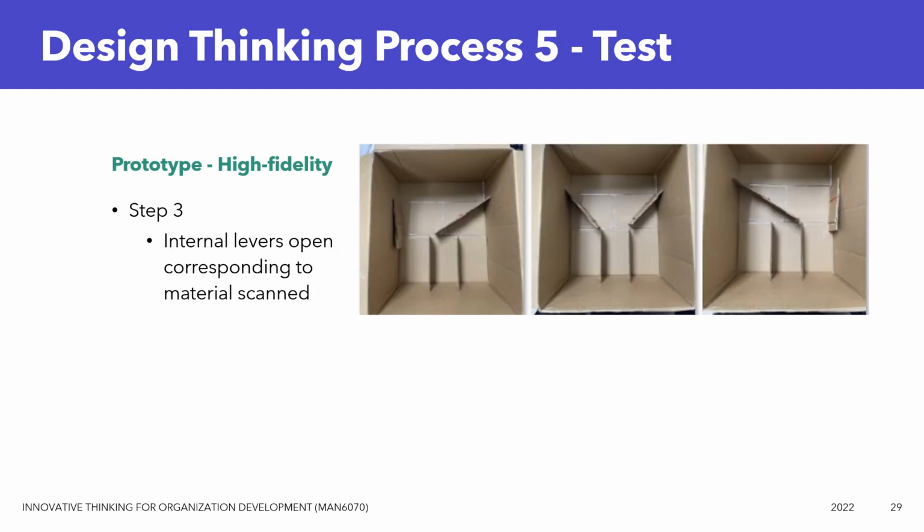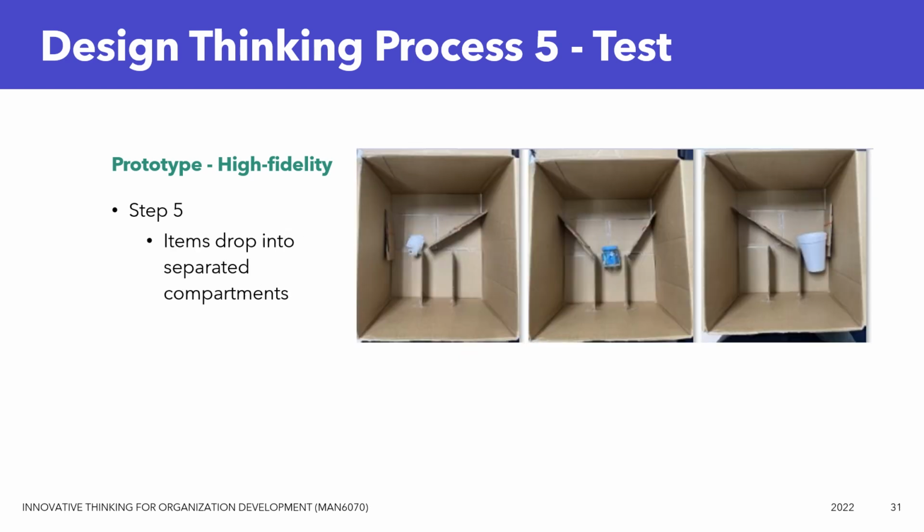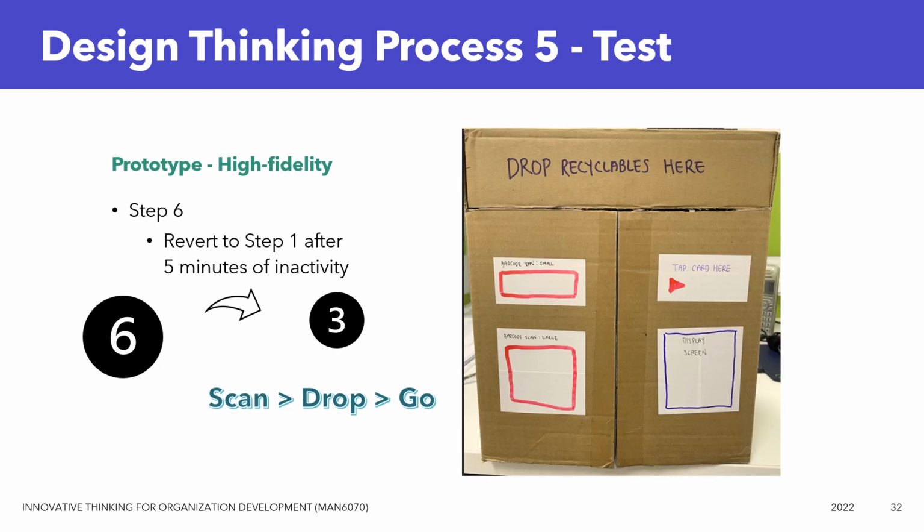Step 3, the internal levers will open corresponding to the material scan and match to its database. Step 4, the lock flap, which acts as a control mechanism for unwanted waste, will open up to allow the user to discard in their return products. Step 5, the return products will drop into their respective material compartments. Finally, at step 6, the user can continue repeating the scanning and dropping process until completion.